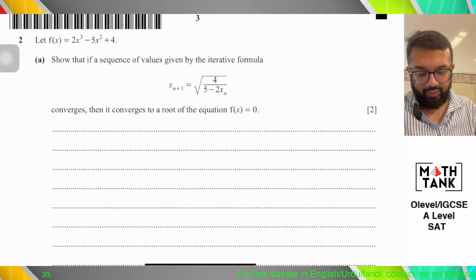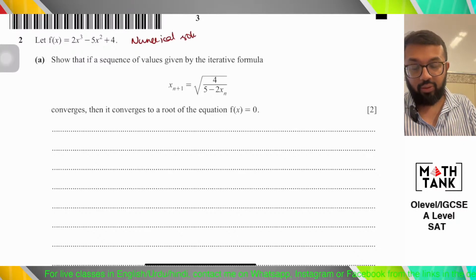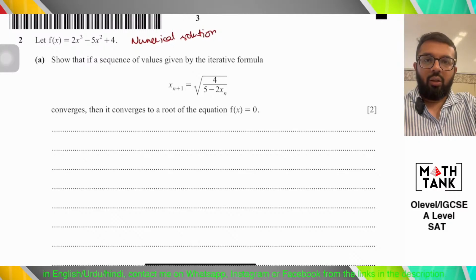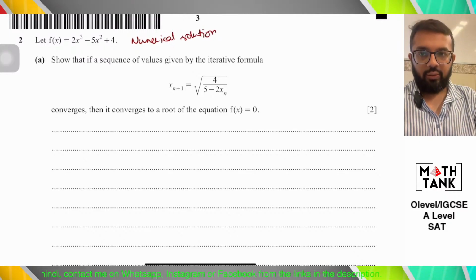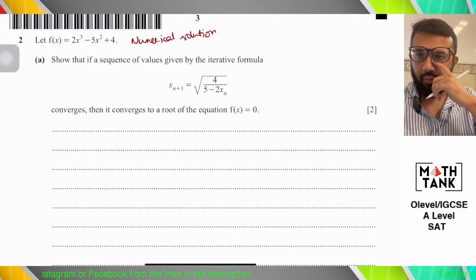Next question looks like it might be numerical solutions and a mixture of polynomials for that matter. Let's try doing this. Pi over 4 into 2.